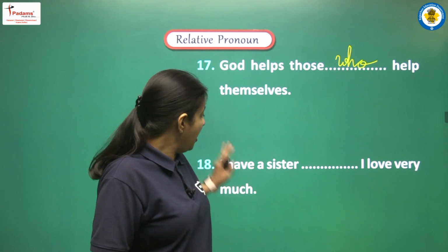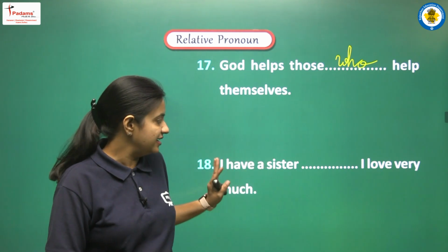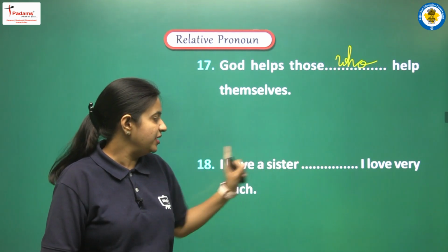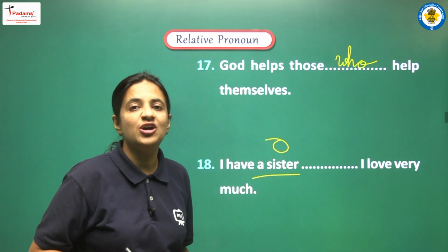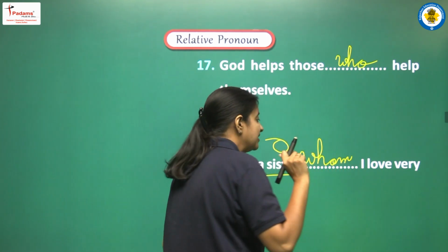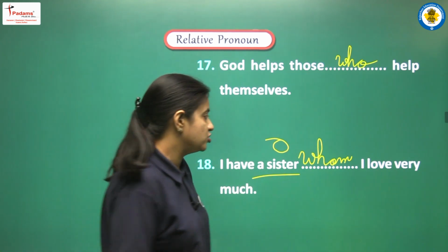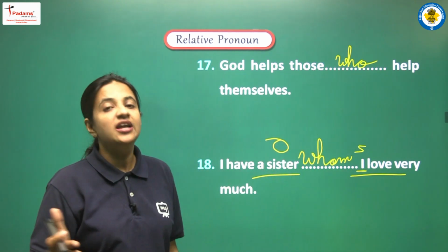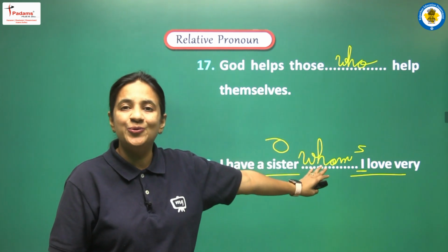Next sentence, I have a sister I love very much. So here just read the sentence, just try to get the meaning. So here we are having one relative pronoun that will be used for sister, and sister in this sentence is the object, and that object is one of the human being. So here we have to write whom, and the complete sentence will be: I have a sister whom I love very much. So love, this is the action. Who is doing the action? I. So I is the subject, sister is the object. So you know the relative pronoun that is used for human being as the object, that is whom.